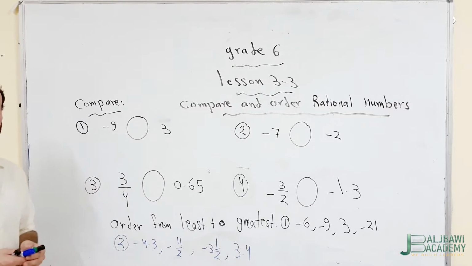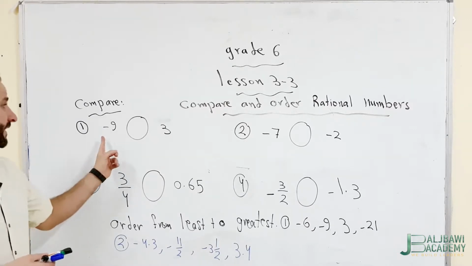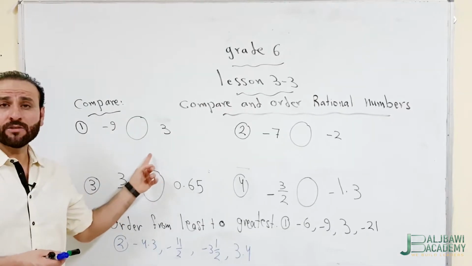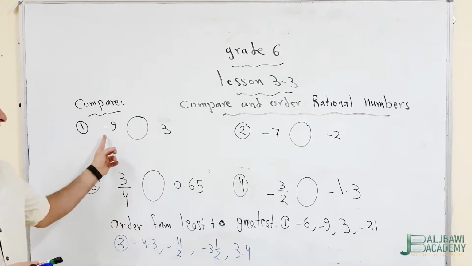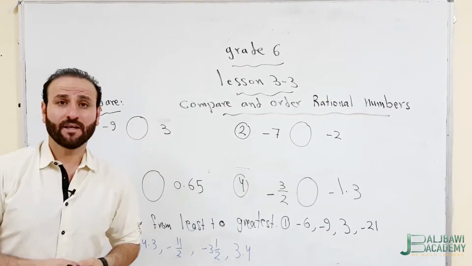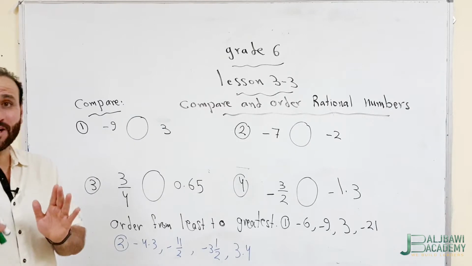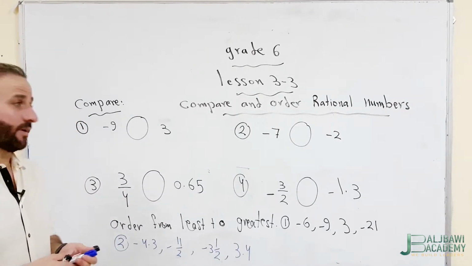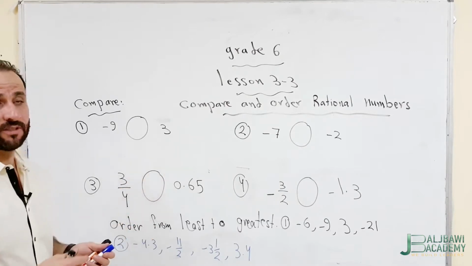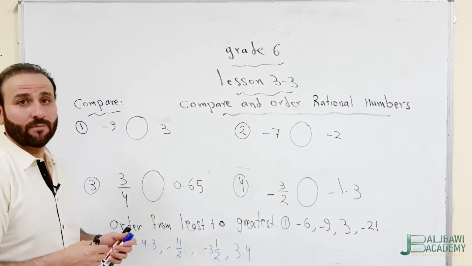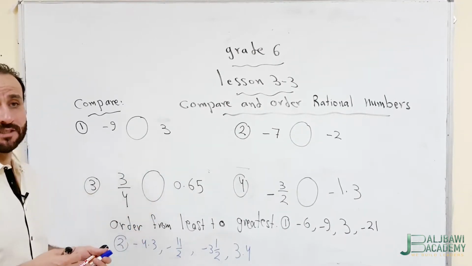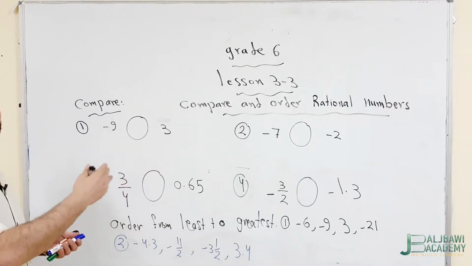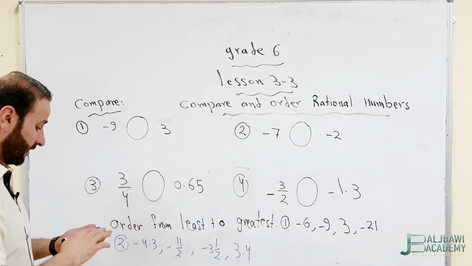In the first question, I need to compare -9 and 3. As you can see, one of the numbers is negative and one is positive. And always the positive number is greater than the negative number. The numbers on the right of 0 are greater than the numbers on the left of 0. When we go right on the number line, the numbers are greater.